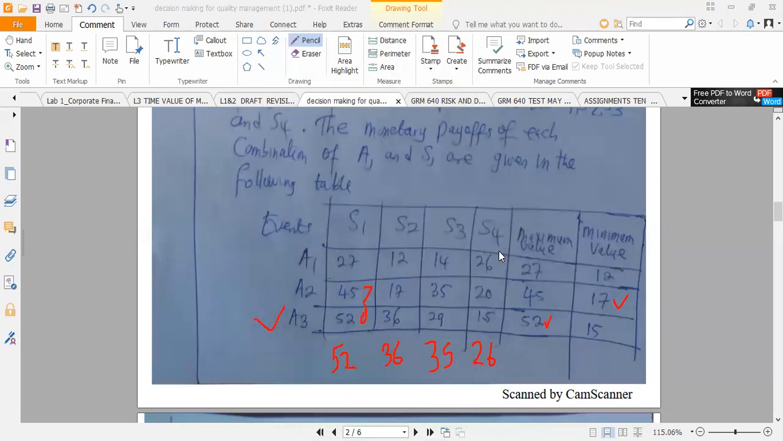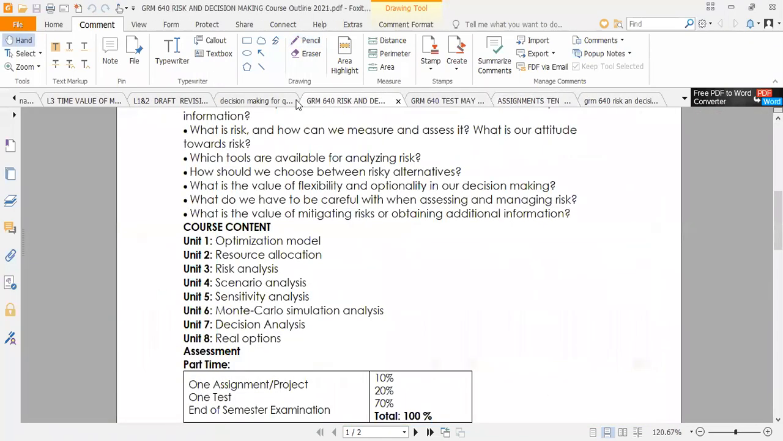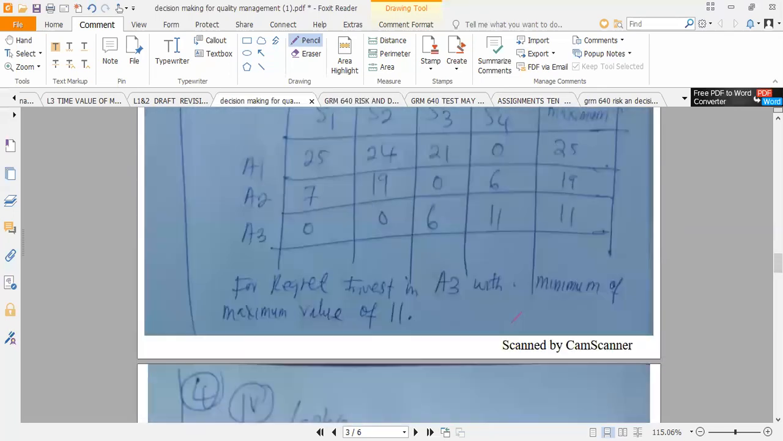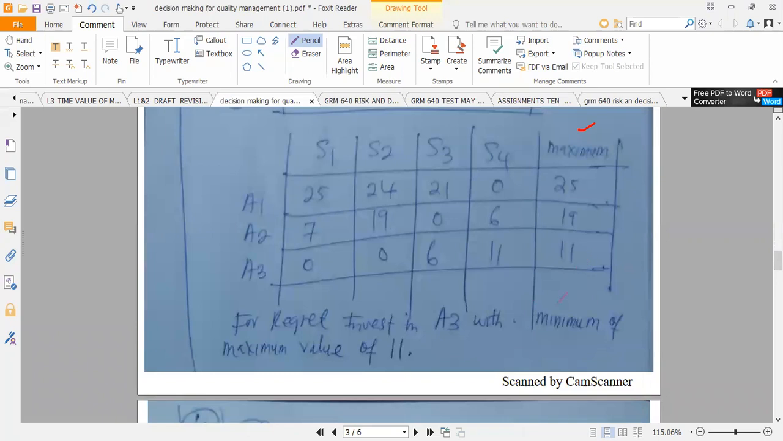So what she's saying is we identified the highest values in each state of nature. Then we subtracted the highest value from each of the values. This is what we call the regret table. Then in each of the rows, we identify the maximum values. And from the maximum, we pick the lowest values. So this is how we found this table. Okay, it's a regret table. Then we pick the lowest value, which is alternative number 3.